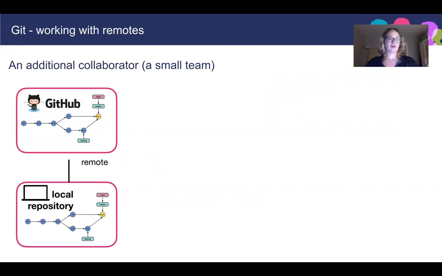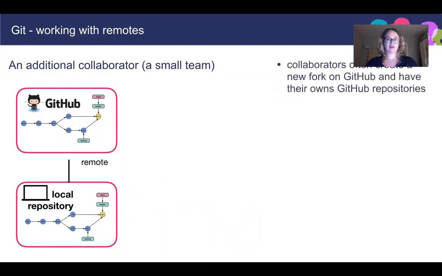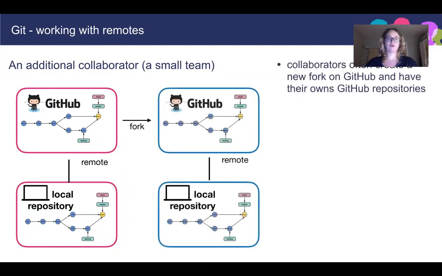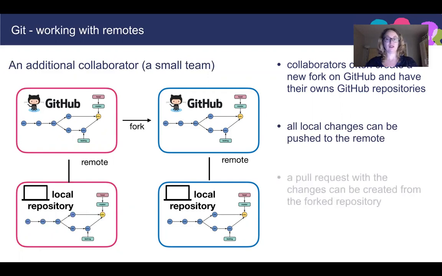Once you have an additional collaborator, it's very often the case that people would create something called a fork on GitHub, basically creating their own GitHub repository. Once they have their own GitHub repository, they can also connect the local repository by the remote. And all local changes can be pushed to the remote. And in order to push the changes to your GitHub, the person can create something called a pull request.